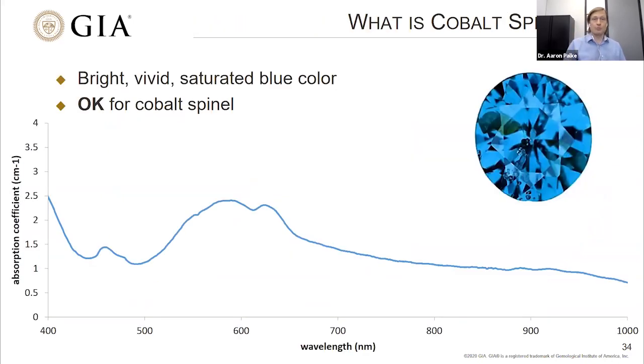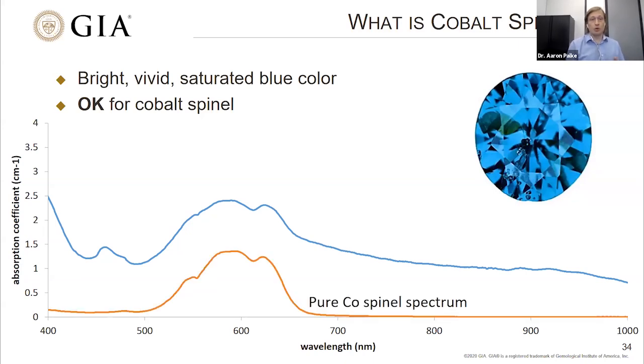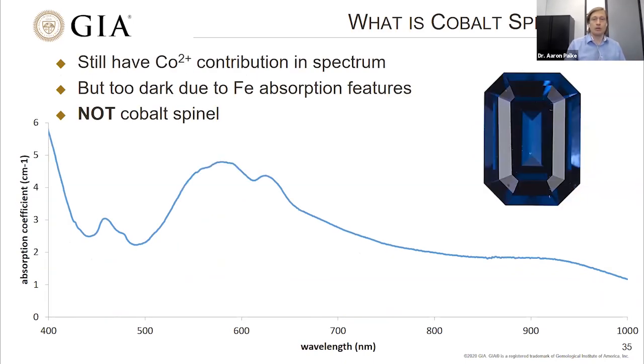Another good example is cobalt spinel. Cobalt spinel is spinel that's colored by the transition metal cobalt, of course, and it gives the stones this classic cobalt blue color. This is an example shown here of a bright, vivid blue cobalt colored spinel. And we look at its spectrum. We would look for a cobalt contribution to the spectrum in order to be able to make this call confidently. If we look at the pure cobalt spinel spectrum, we can see that the absorption spectrum of this specific spinel is dominantly caused by cobalt, which gives us some confidence in making this cobalt spinel call.